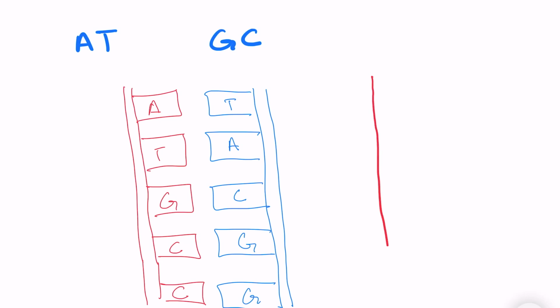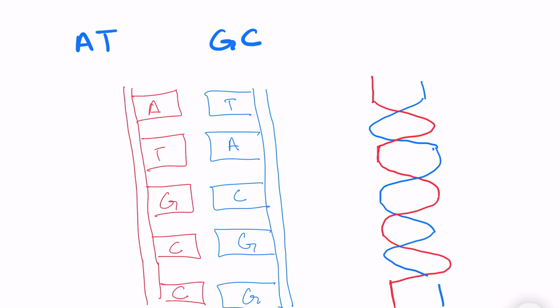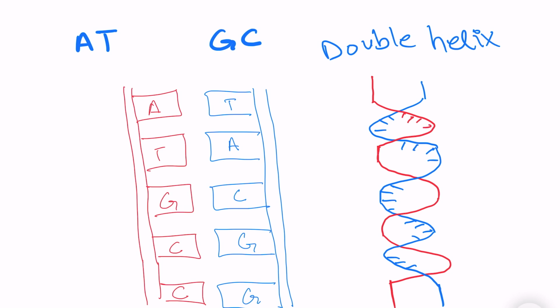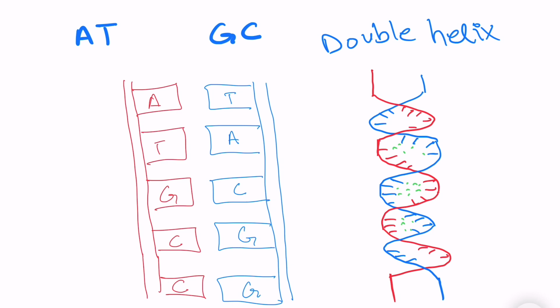Oh, and one more thing. The two strands in the DNA molecule are not just straight, in fact they are wound around each other forming a double helix structure, with nitrogenous bases inside the loops held together by hydrogen bonds as we discussed earlier. Fascinating, isn't it? So this is everything you need to know about DNA.